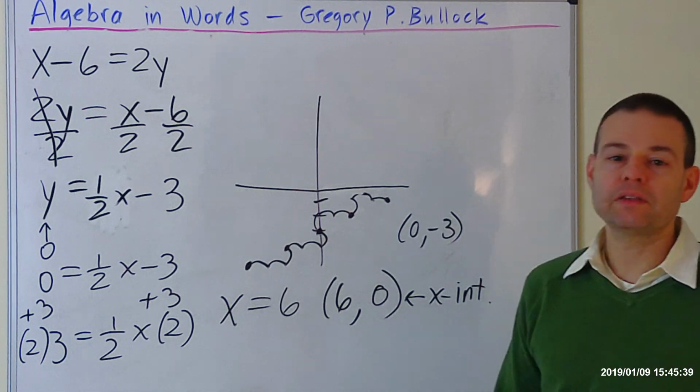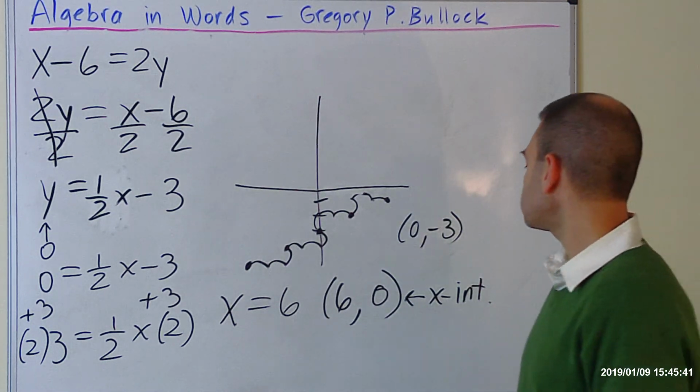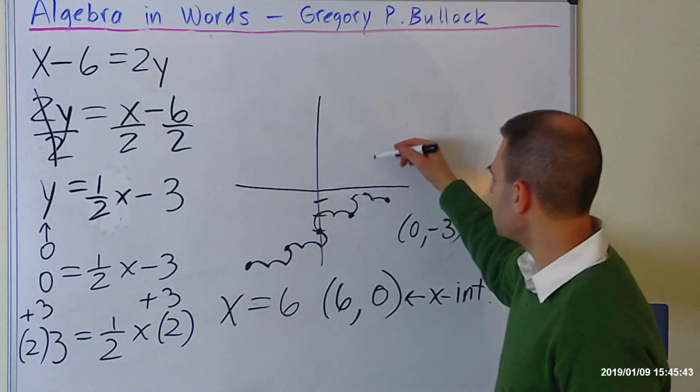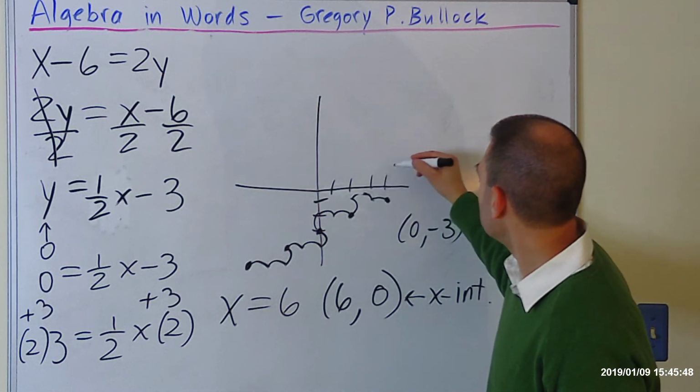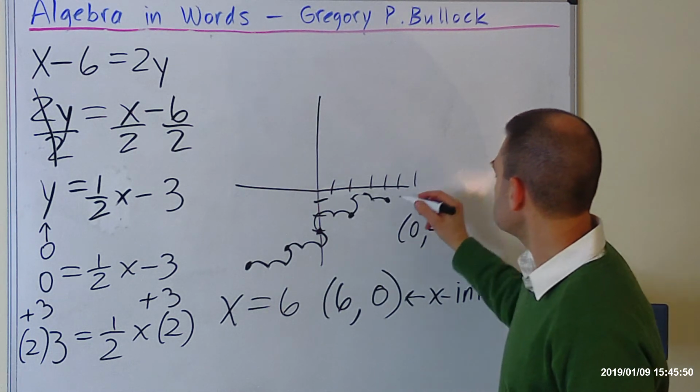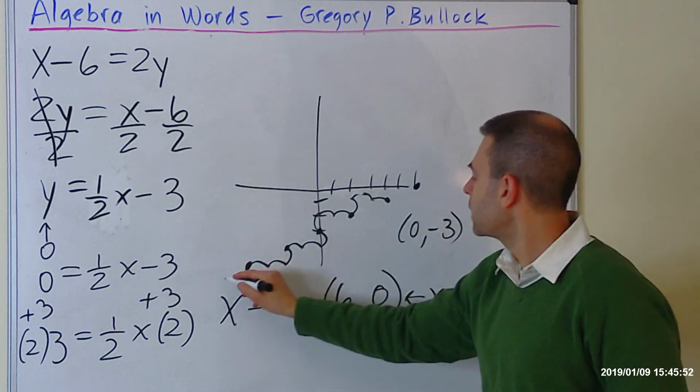Okay, so we found the x-intercept. Now let's plot that and just double check that it all falls in line. Start at the origin and we're going to go to the right 1, 2, 3, 4, 5, 6. And look at that, it falls right in line.